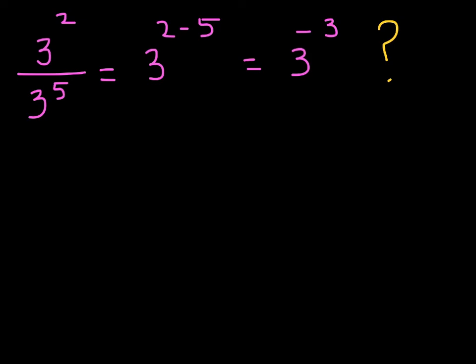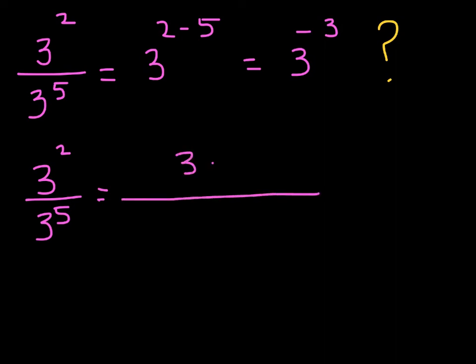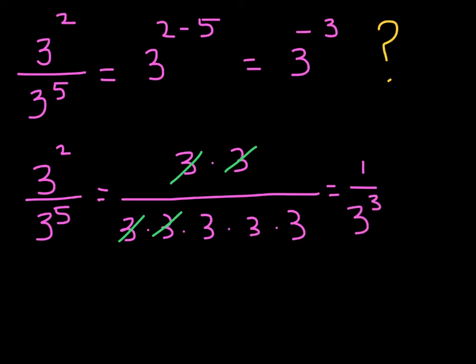So let me have you simplify this expression a different way using factorization. 3 squared means 3 times 3. 3 to the 5th power means 3 times 3 times 3 times 3 times 3. Now watch this. This 3 divides out with that 3, right? This 3 divides out with that 3. So then what you end up with is 1 over 3 cubed.